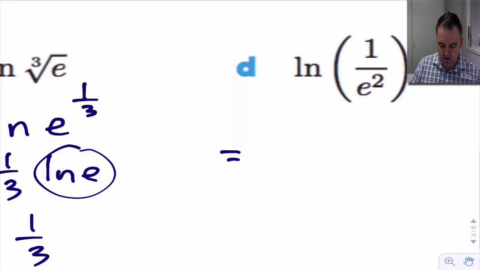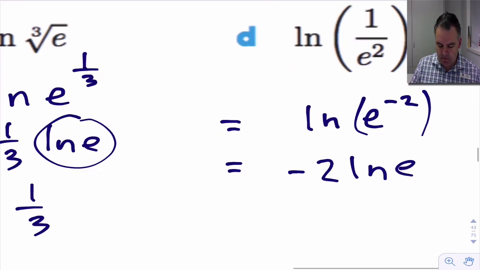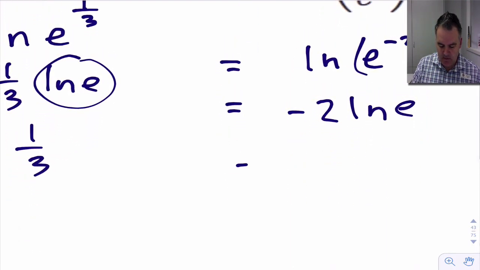ln 1 over e squared is just ln e to the minus 2, right? 1 over e squared is just e to the minus 2, so again we can bring that number down the front and we get negative 2 for that one.